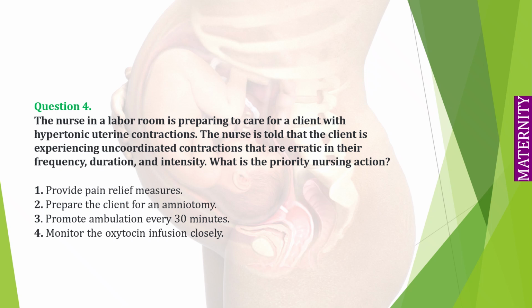Question 4. The nurse in a labor room is preparing to care for a client with hypertonic uterine contractions. The nurse is told that the client is experiencing uncoordinated contractions that are erratic in their frequency, duration, and intensity. What is the priority nursing action? 1. Provide pain relief measures. 2. Prepare the client for an amniotomy. 3. Promote ambulation every 30 minutes. 4. Monitor the oxytocin infusion closely.